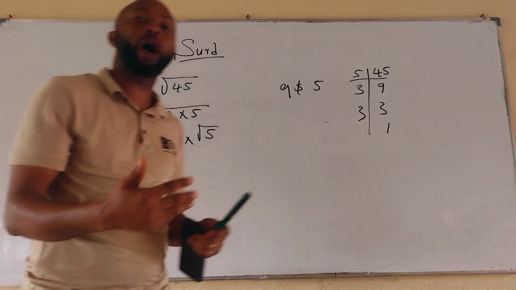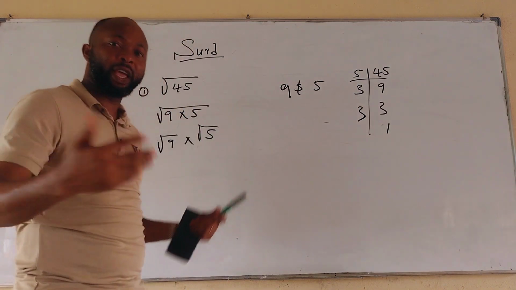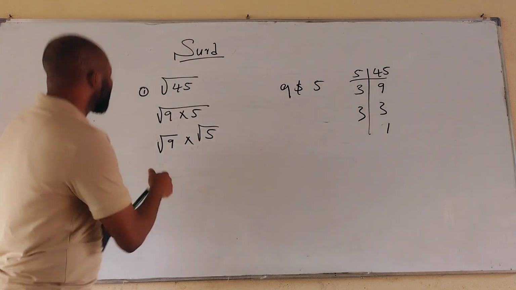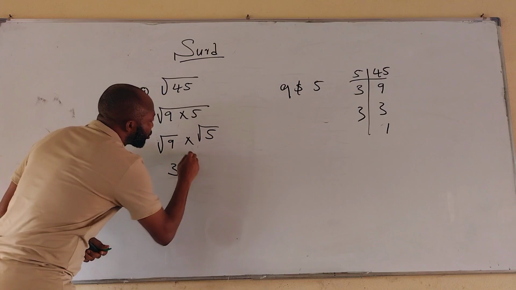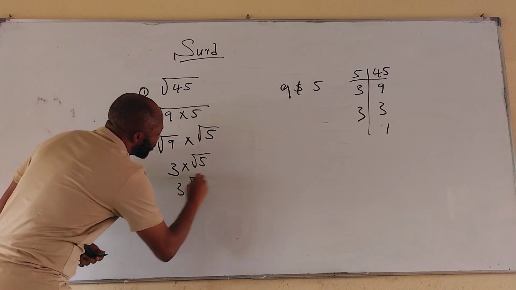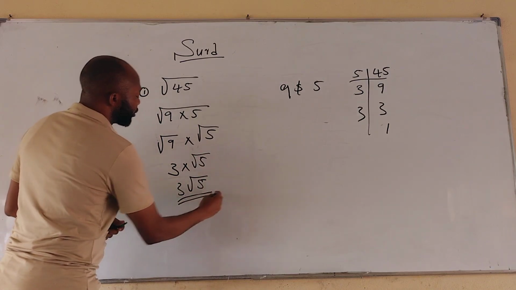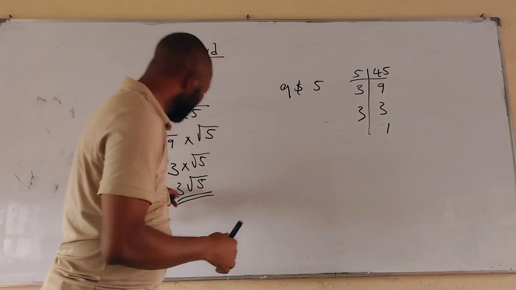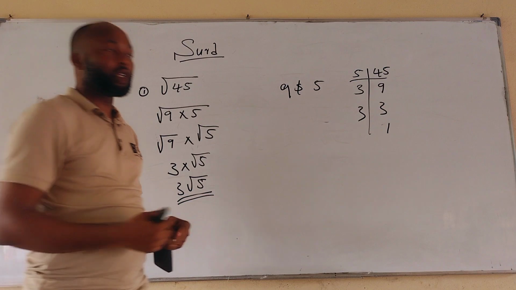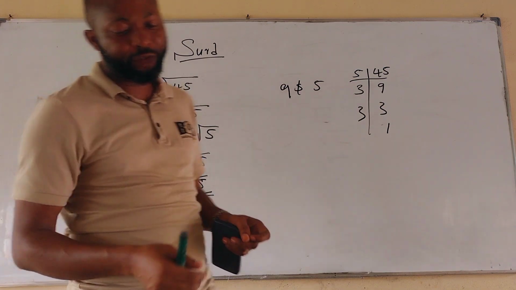That is the essence of why I try to get a perfect square in the process of simplifying it. So, root 9 now will become what? 3 times root 5 or 3 root 5, any of these. By so doing, I have simplified the surd to the lowest level. So that is all about simplification.